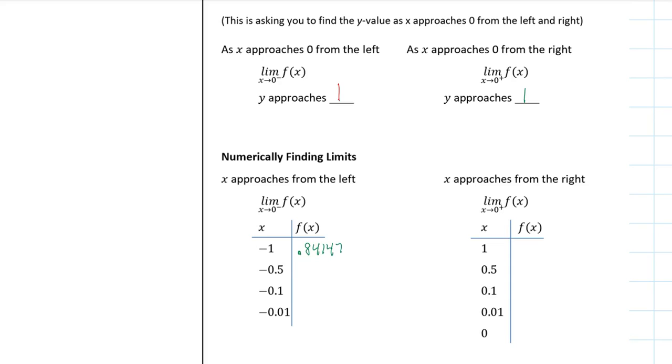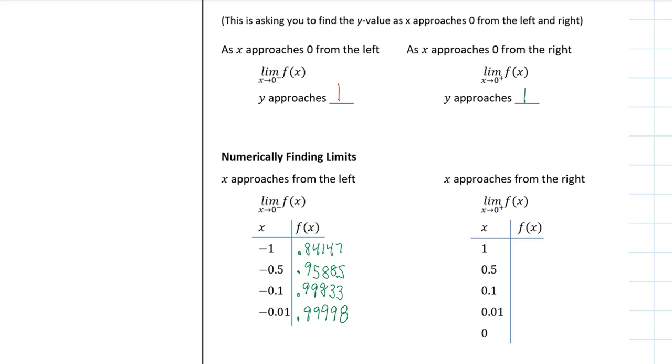0.84147. The next one is 0.95885. The next one is 0.99833. If we were to do the next one, it would actually be 0.99998, which is awfully close to 1 there.